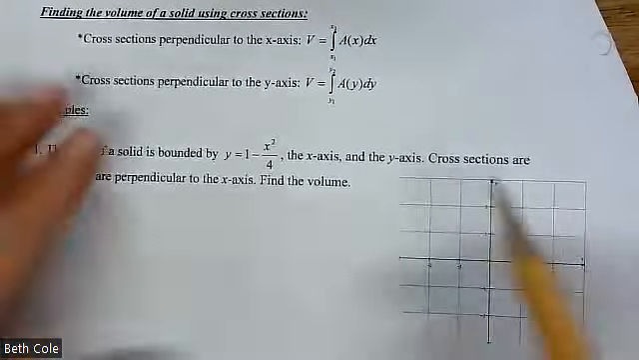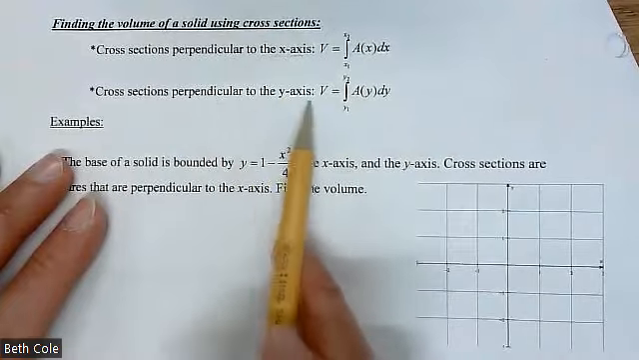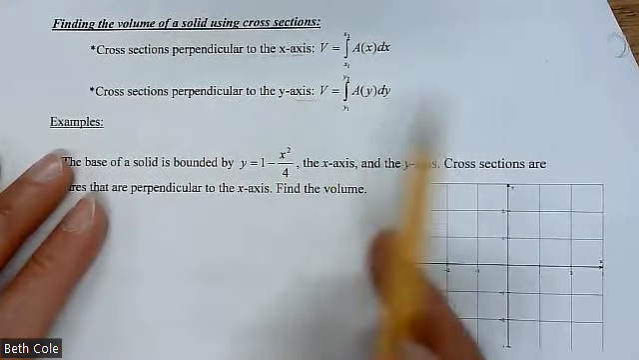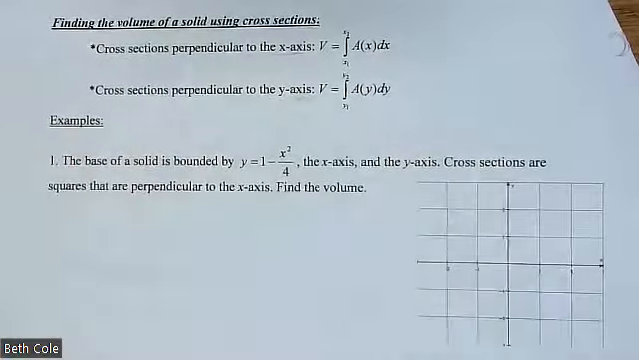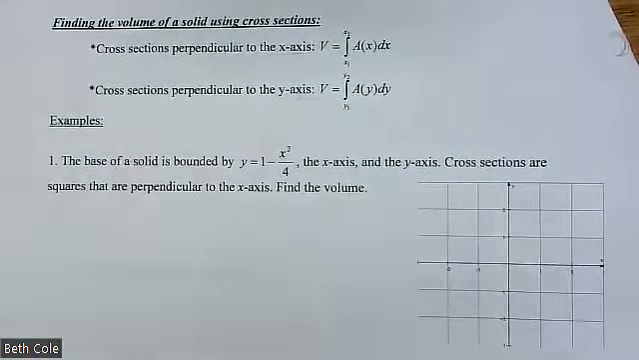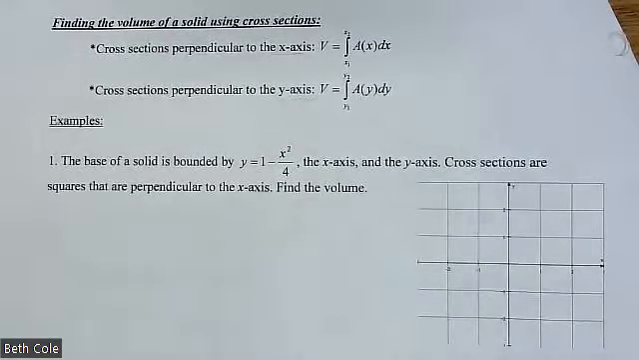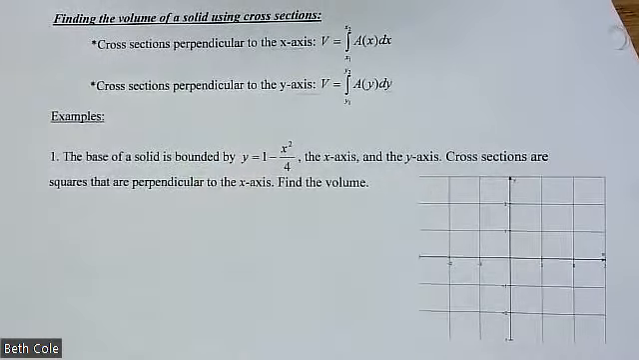Like last time with the areas, if you are perpendicular to the x-axis, it's dx. If you are perpendicular to the y-axis, it's dy. The nice thing about these is they come right out and tell you. It's going to be stated in the problem which one it is, so you can't mess it up. Unlike the areas, where you just had to look at it and see, is it right side up or is it sideways? These ones are going to tell you.